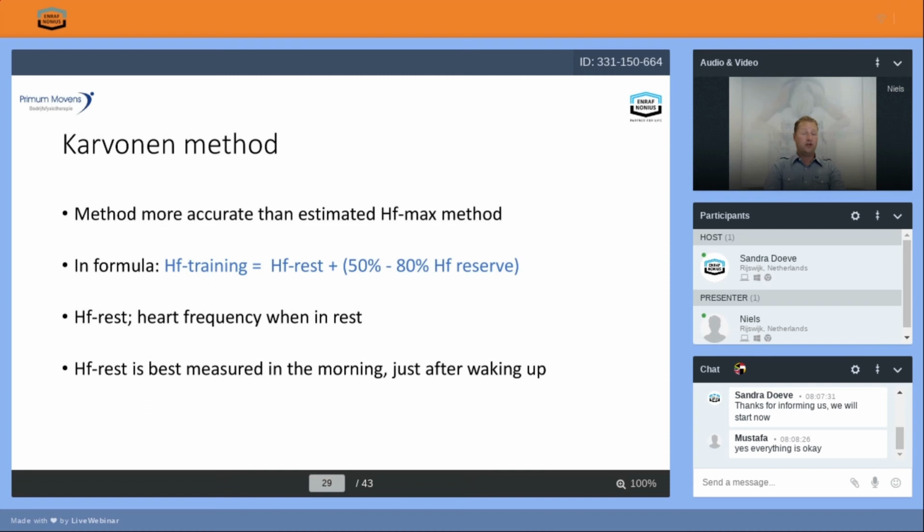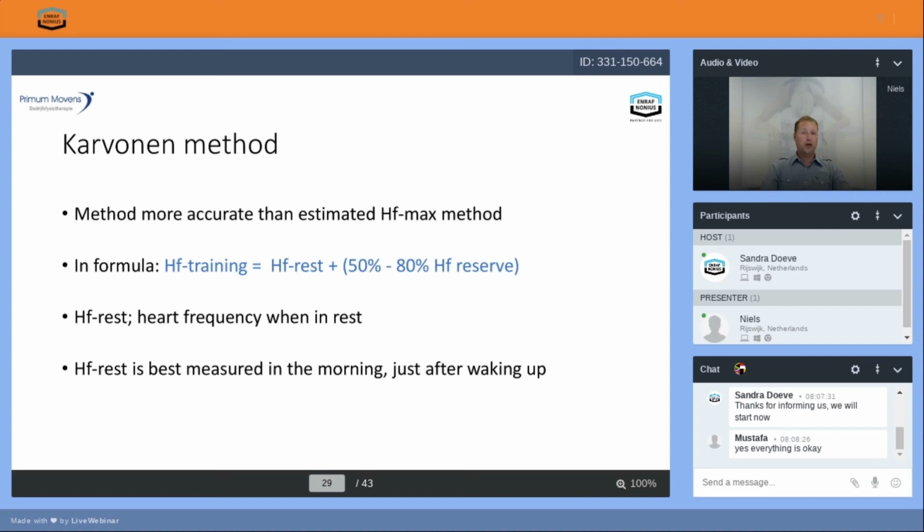Your training frequency starts with your rest heart rate, so that's measured. Your heart rate in rest is the amount of beats per minute when you're in total rest. That's best measured in the morning, just after waking up. But that's quite difficult, because you don't see your patients every morning just when they wake up. But when you lie down for 5 minutes and you catch your breath and relax, you can have a quite proper measurement of the rest heart rate frequency.